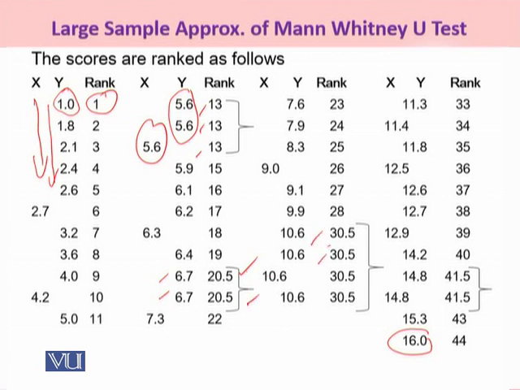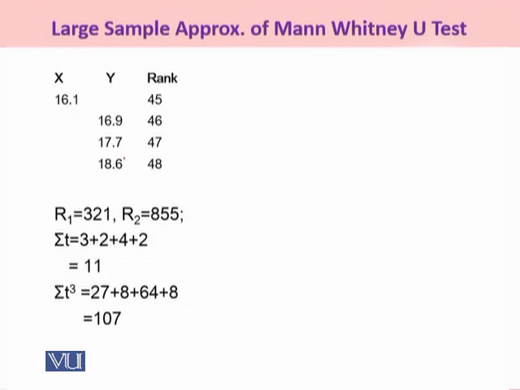Here you can see 4 ties, because 3 values of Y and one value of X are exactly identical. The same is true of the 14.8 value. It is the same for X and Y data, and I assigned the same rank to these two values. The largest value for Y is 18.6, and I assigned it the largest rank, 48. Once I was done with that, I had separated out X and Y so that I can easily calculate the rank sum. The rank sum for the X data is 321, whereas the rank sum for the Y data comes out to be 855.